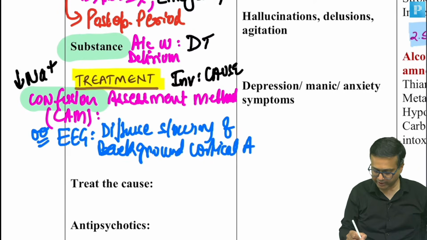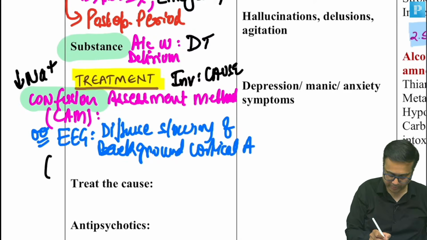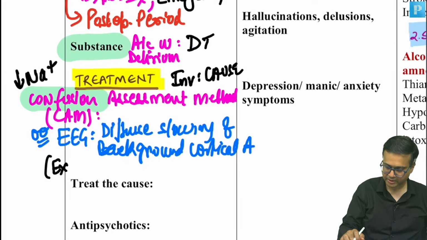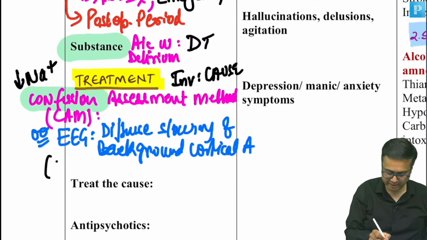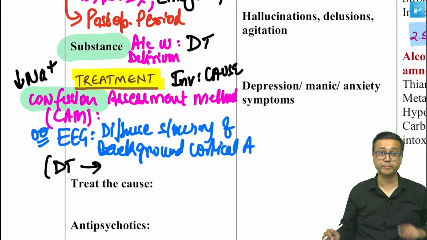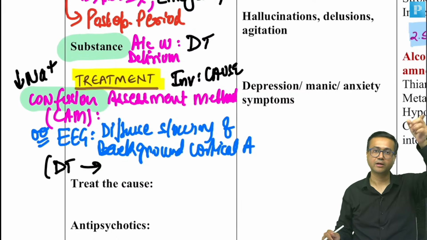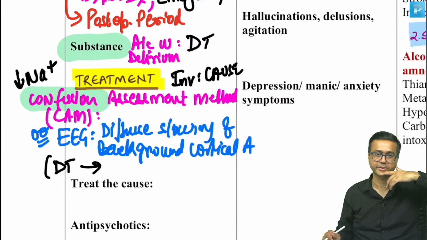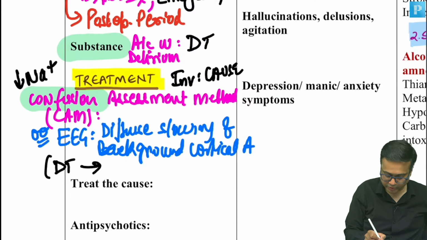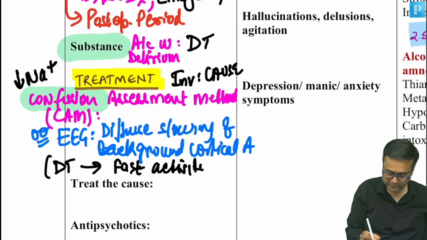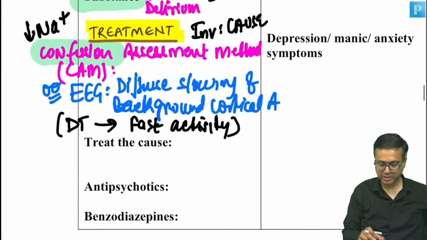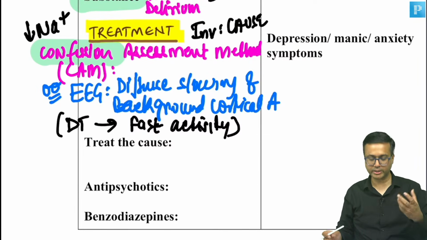But there is one important exception, beta, which you should remember. In delirium tremens, alcohol withdrawal delirium, what will happen? Remember this point. I'll correlate this point again when I discuss management of delirium tremens. In delirium tremens, alcohol withdrawal delirium, it will show fast activity. Remember this point, okay? It will show fast activity. So we've talked about assessment, beta. Now let's talk about the treatment.